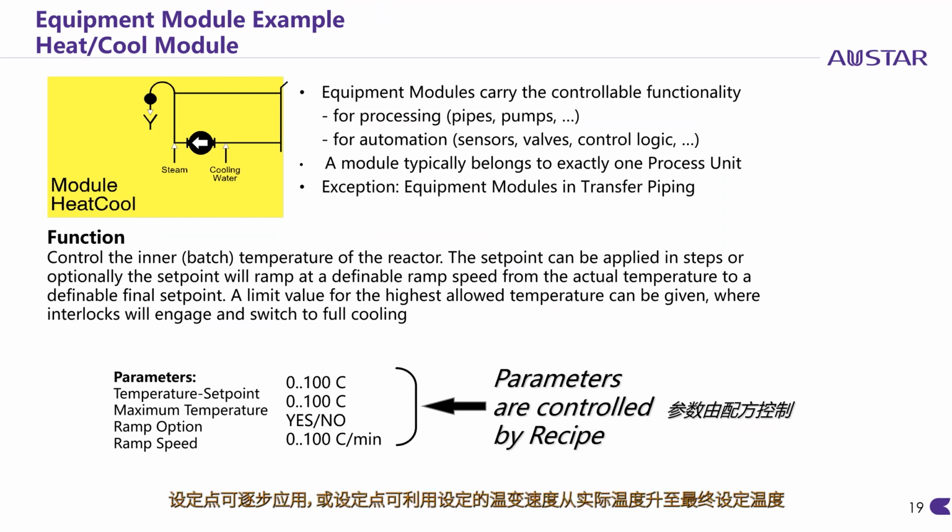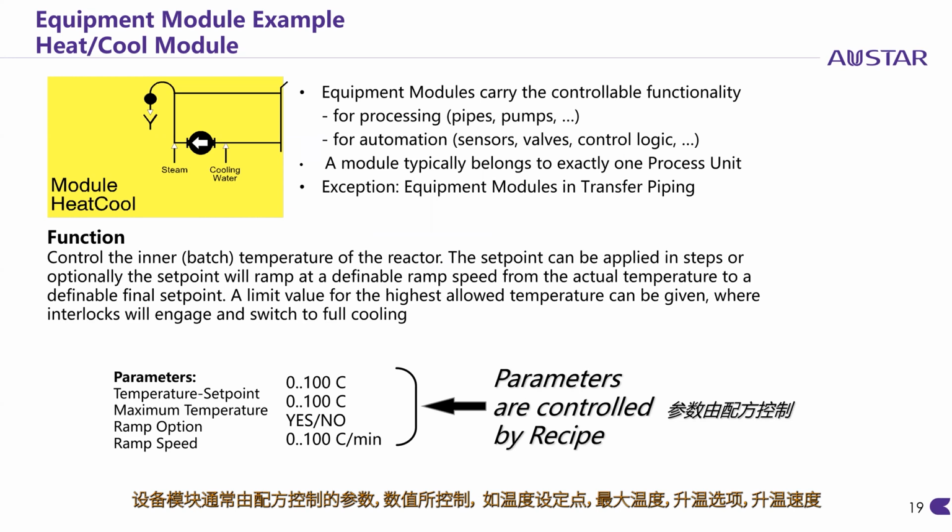So the module carries the functionality. This can be defined with some specification, like today in this heat-cool example, where we say we want to control the inner batch temperature of the reactor. We can apply the set point in steps or in a ramp, etc. When we reach a limit, we will switch to cooling to save the product.